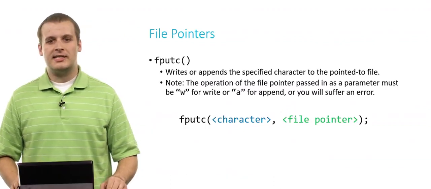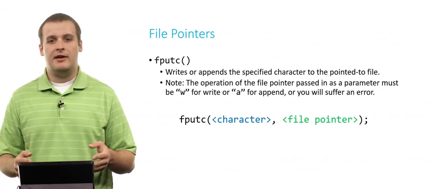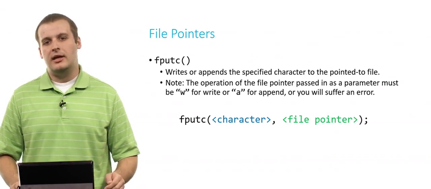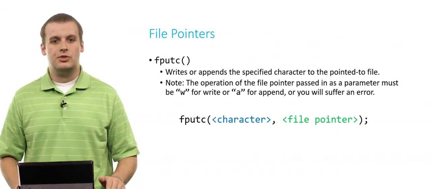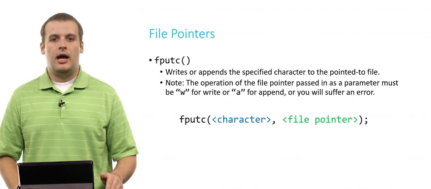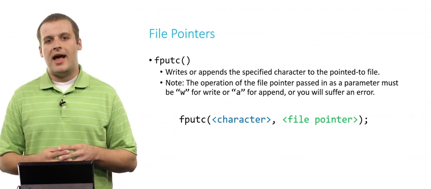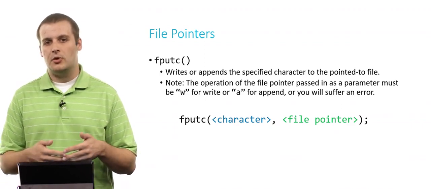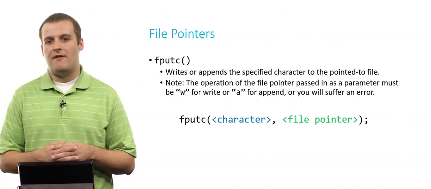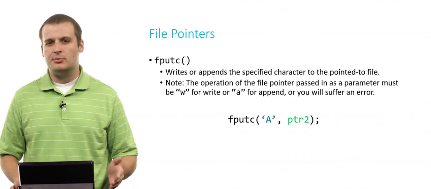All right, so as I said at the beginning, we had fgetc and fputc, and fputc was the companion function of fgetc, and so as you might imagine, it is the writing equivalent. It allows us to write a single character to a file. Again, the caveat being, just like with fgetc, the file that we're writing to must have been opened for writing or for appending. If we try to use fputc on a file that we've opened for reading, we're going to suffer a bit of a mistake. But the call is pretty simple.